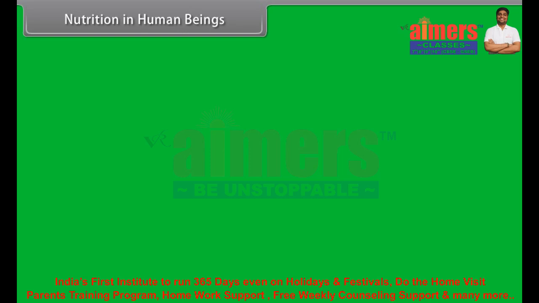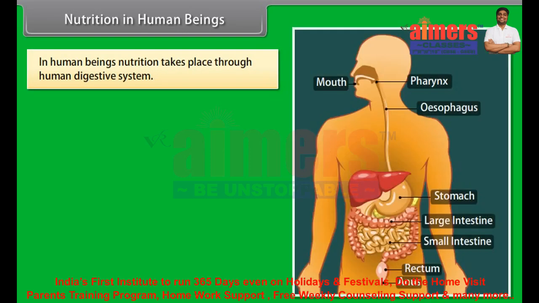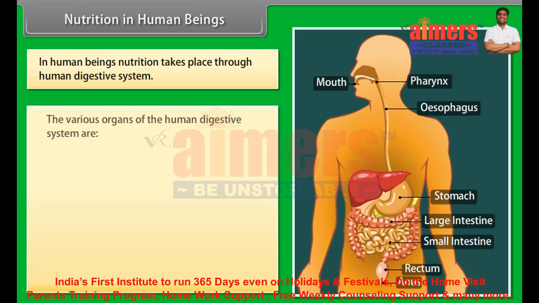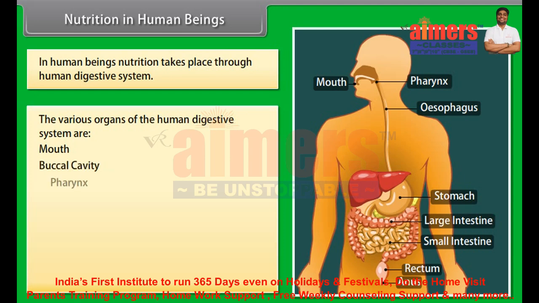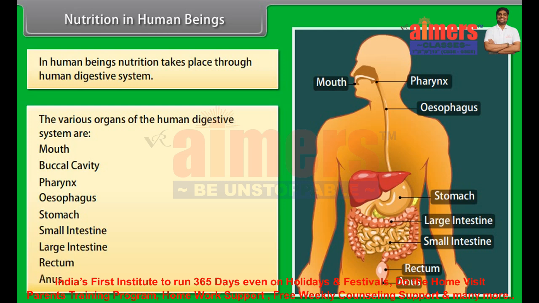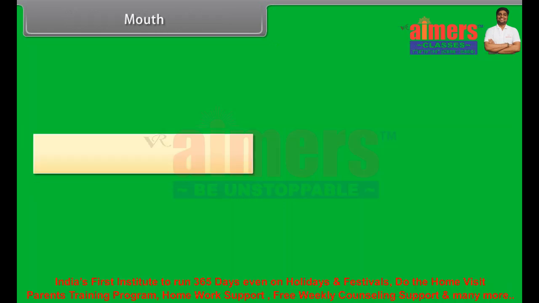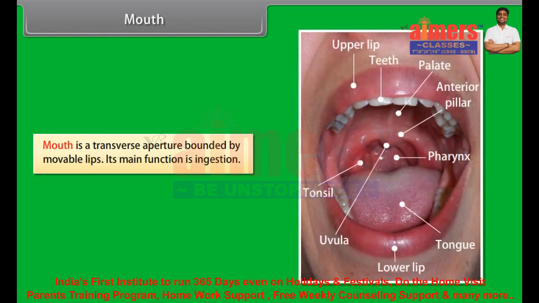Nutrition in human beings. In human beings, nutrition takes place through the human digestive system. The various organs of the human digestive system are mouth, buccal cavity, pharynx, esophagus, stomach, small intestine, large intestine, rectum, anus. Mouth. Mouth is a transverse aperture bounded by movable lips. Its main function is ingestion.